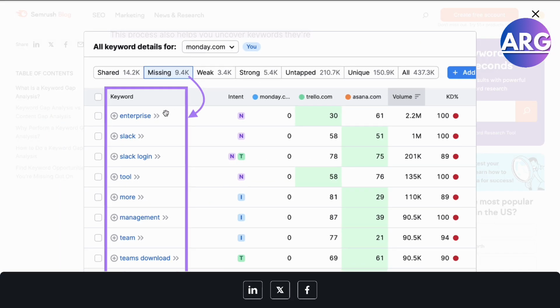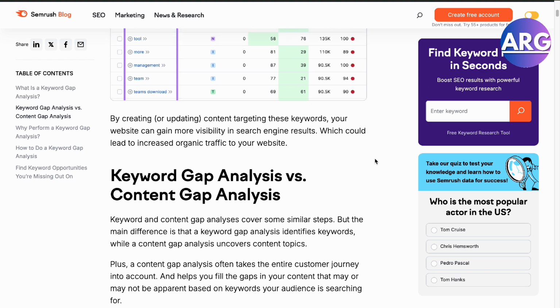So here, as you can see, if you're using a keyword like monday.com, these are the missing keywords that you're missing out on, such as enterprise, Slack login, tool, team management. Those are the things you are missing out on if you're using the keyword monday.com. You can also look at your weak and strong points, untapped and unique keywords, and check it all out. Here, as you can see, the intent is neutral, really high, or not. So that's basically it.